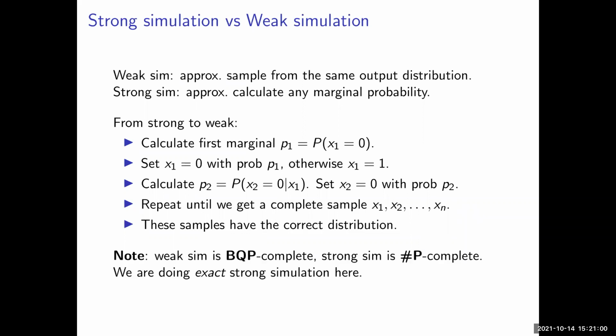An important note here is that weak simulation is BQP complete. So that means it's as hard as doing quantum circuits. But strong simulation is much harder. It's sharp P complete, which is sort of the complexity of constructing an arbitrary tensor network. And what I will describe here in this talk is actually doing exact strong simulation. So I say here, approximately calculating marginal probabilities, we're actually doing exact calculation of marginal probabilities. Okay, so we're actually doing a really hard task, is the point I'm getting at.